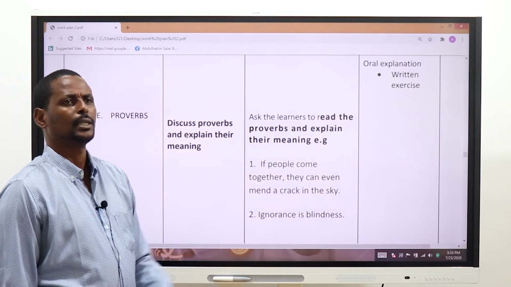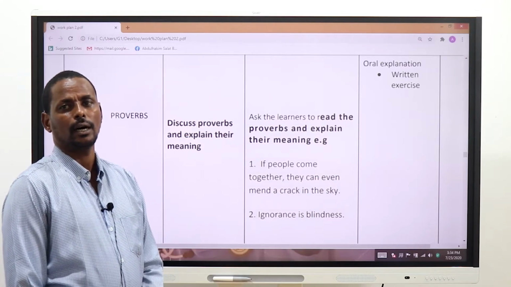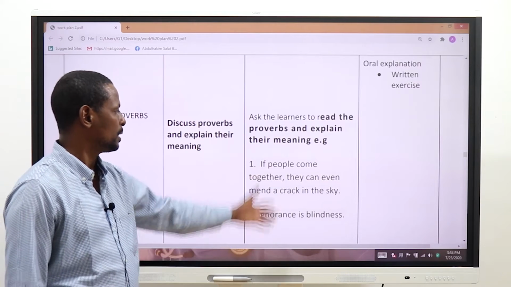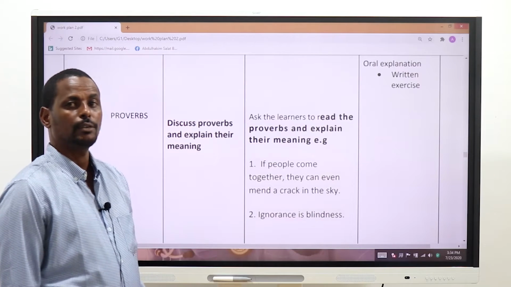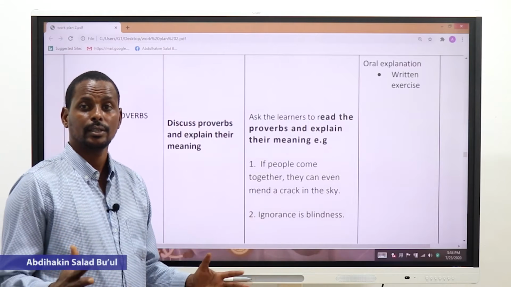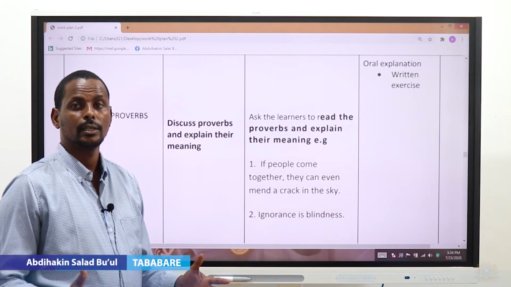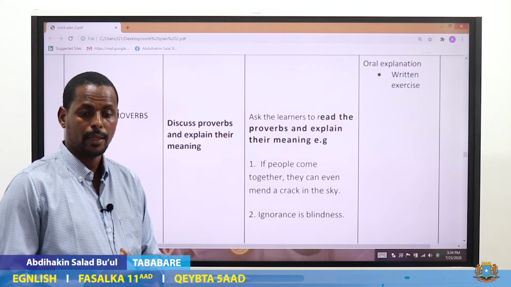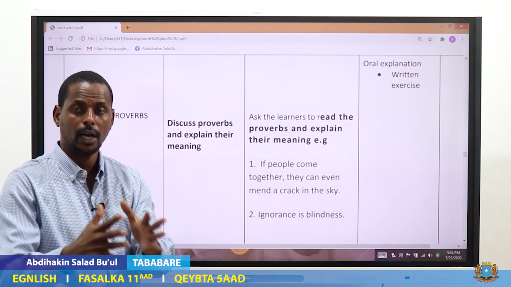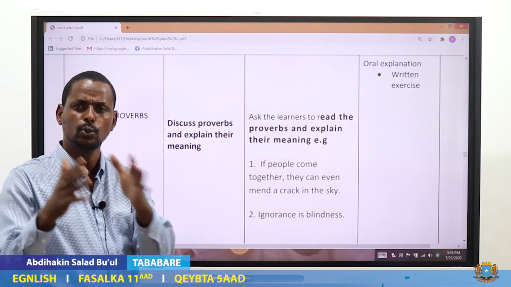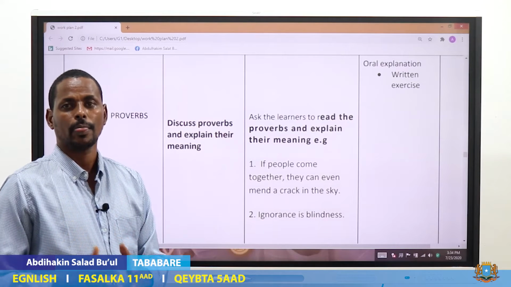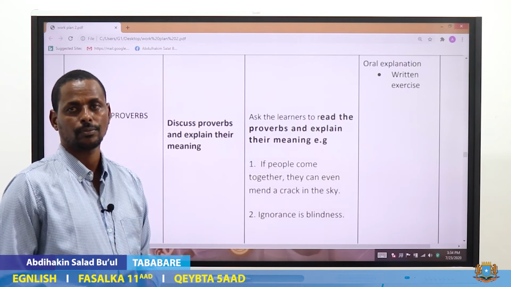Explicitly, the outer meaning, they can mend a crack in the sky. That's what it means. But is that the meaning if you want to explain? No. If you want to explain, the explanation is that unity is strength. Unity is strength. If we unite and we are all seeing things from one perspective, heading in one direction, and we want to do this, then we can do what we want to do.